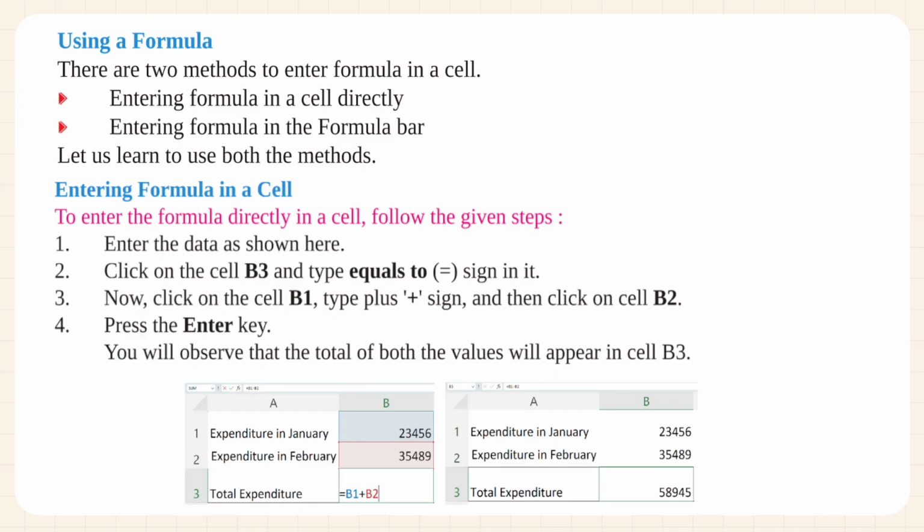1. Enter the data as shown here. 2. Click on the cell B3 and type the equals to sign in it. 3. Now, click on the cell B1, type the plus sign, and then click on cell B2. 4. Press the enter key. You will observe that the total of both the values will appear in cell B3.